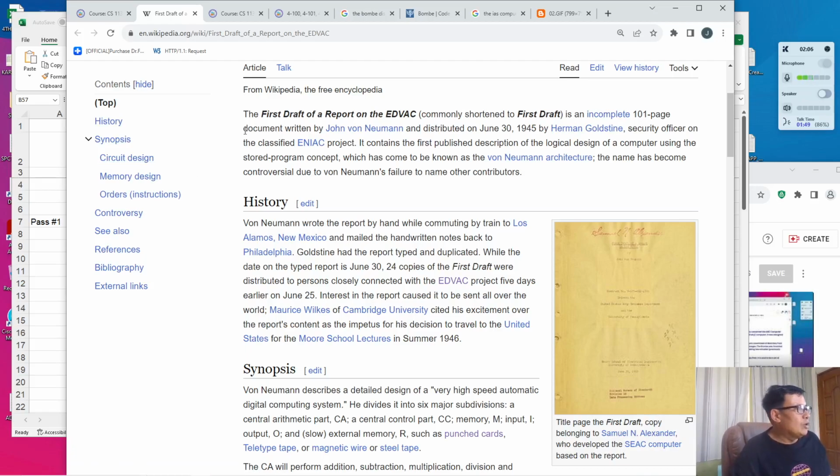What is the stored program concept? To illustrate this point, I would like to describe the popular architecture before the invention of the stored program concept. In 1944, the Harvard Mark I was invented by Howard Aiken, and it was typical of the architecture called the Mark I or the Harvard architecture.